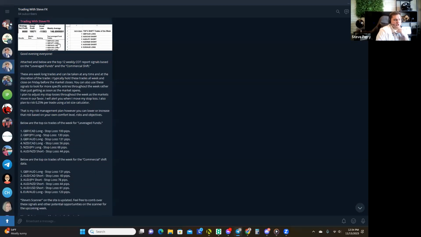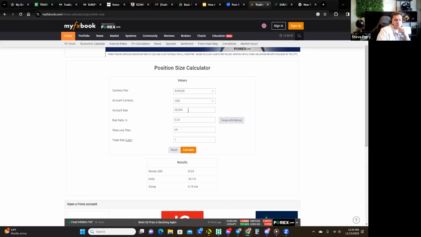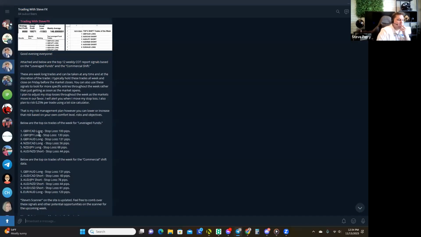So you have 2 images with the different signals. You're going to get your leverage funds trades. This is just the different data that we get from the COT report. And you'll have a stop loss for each one in pips, which is why I think it's easier to use this one, because you just plug in the amount of pips right here. So let me actually do an example from last week. If you wanted to take, for example, the pound CAD, it has a 100 pips stop loss for the week.